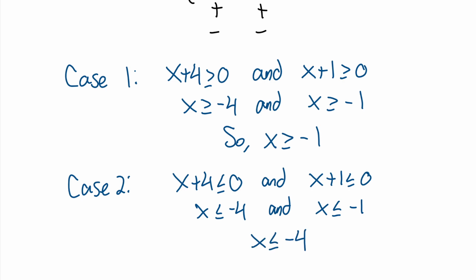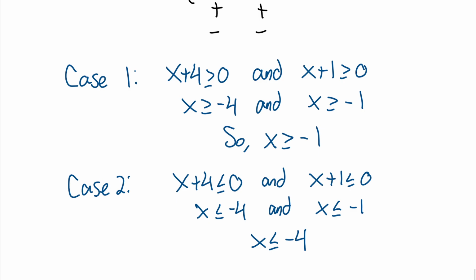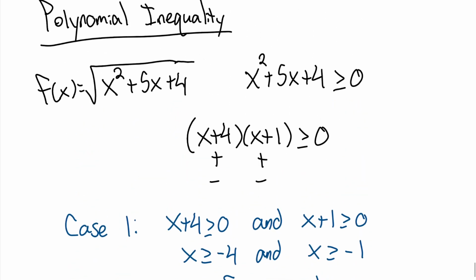Okay. So our answer would be that this inequality is true when x is greater than or equal to negative 1 or less than or equal to negative 4. So we would have negative infinity to negative 4 included, union negative 1 to infinity. Okay, so maybe we say x is in that. And that would be our answer.